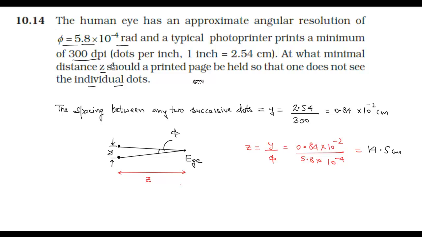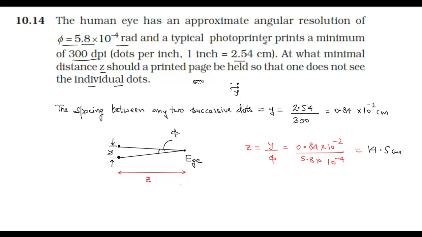So first of all we will find out what is the gap between two successive dots. There are 300 dots over an inch, and the inch is 2.54 centimeter. So over that 2.54 centimeter we have 300 dots. So the gap between these two dots, here I am denoting it by y, comes out to be 0.84 × 10^-2 centimeter.